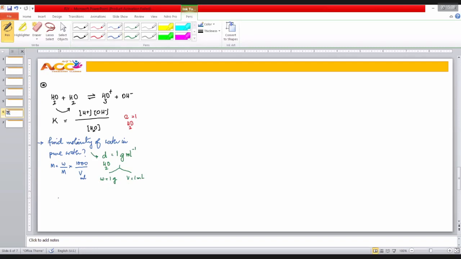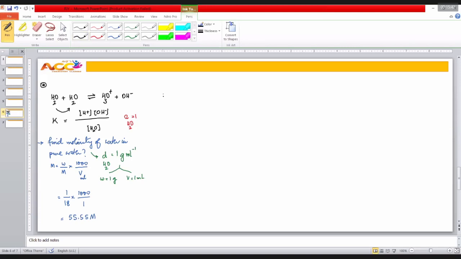That is, the molarity of water in pure water is the weight of water, the solute, 1 gram, and the molecular weight 18, into 1000 by the volume. Volume is also 1 ml. Therefore, we get the answer 55.55. People try to memorize that the molarity of water in pure water is taken as 55.55. Right? Now, once you have this one, then it is a constant quantity. And once we know it is a constant quantity, let us see how to proceed.